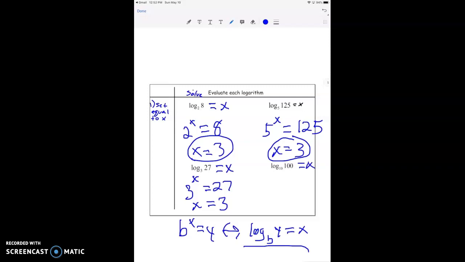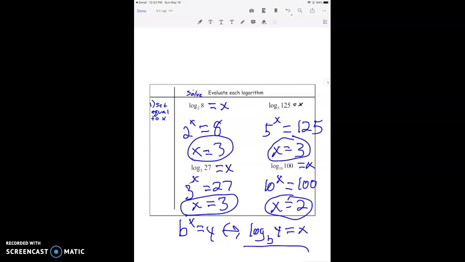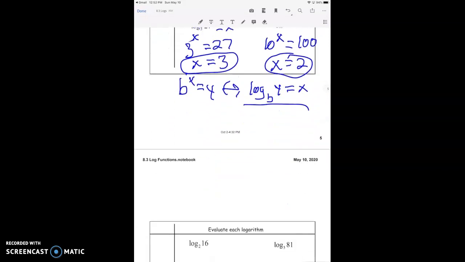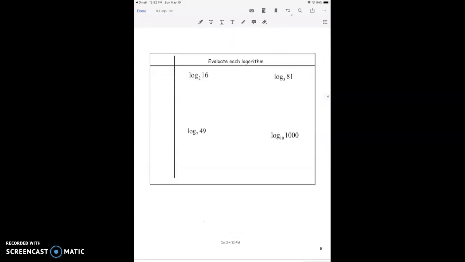Here's a different one. Base is 10, x is x, y is 100. So again, 10 to what power is 100? That's 2. There we go, got a different one. So again, guys, it's just being able to go back and forth between the two formulas. So these two down at the bottom. Let's do it again.